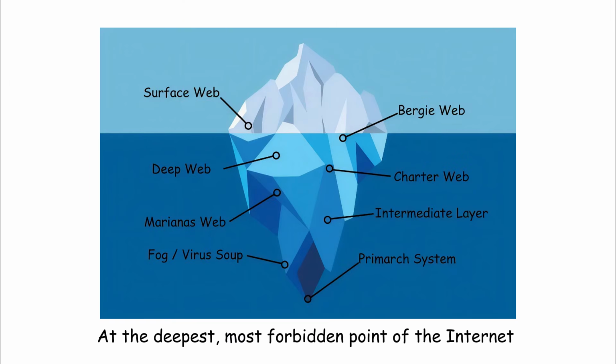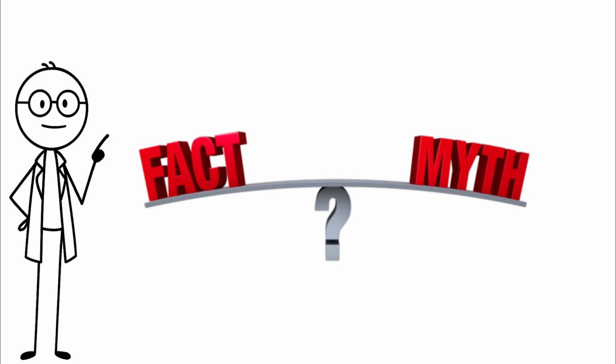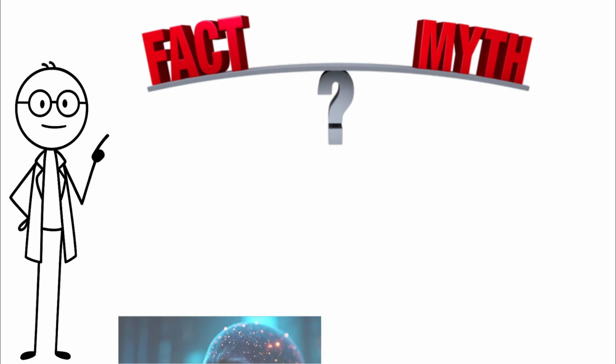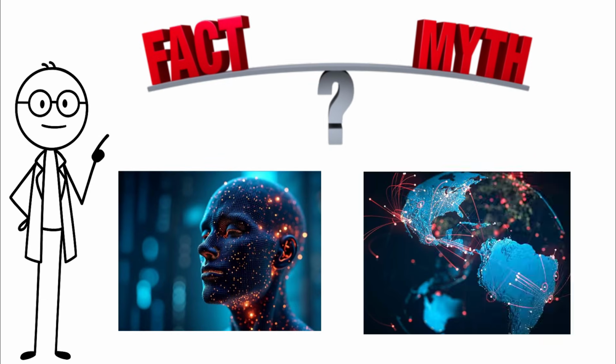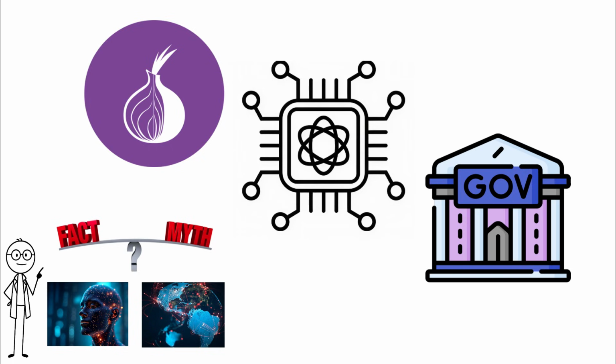At the deepest, most forbidden point of the internet lies this layer, the Primarch System. No one knows what it truly is. Some call it a myth, others believe it's real, an autonomous intelligence pulsing at the core of the global web. It cannot be reached by Tor, cracked by quantum computers, or controlled by any government. It simply exists, silent, unseen, and absolute.